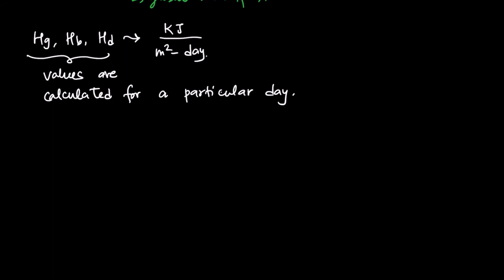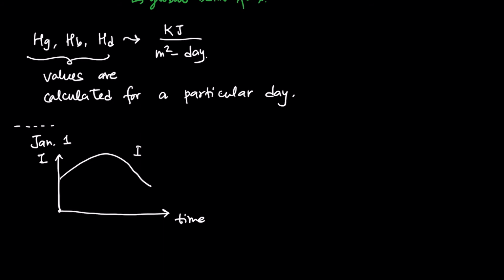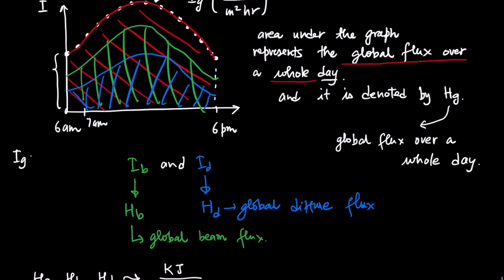Okay, what does it mean is, let us suppose I'm considering the month of January. Now January 1st, let us suppose this graph represents IG. Okay, now first of all, IG is equal to ID plus IB, and HG is equal to HD plus HB.